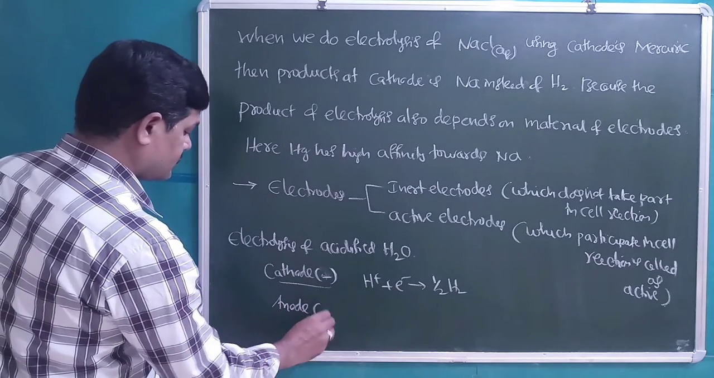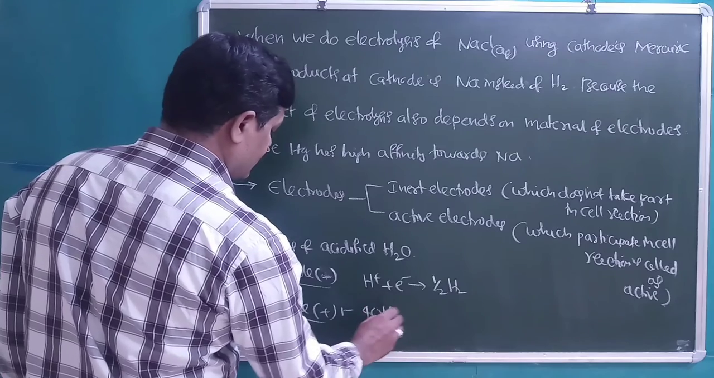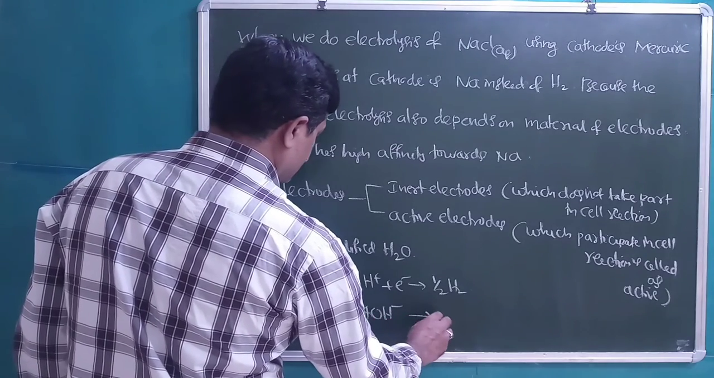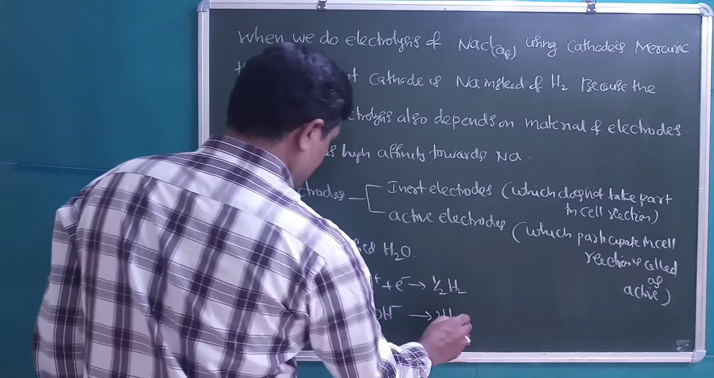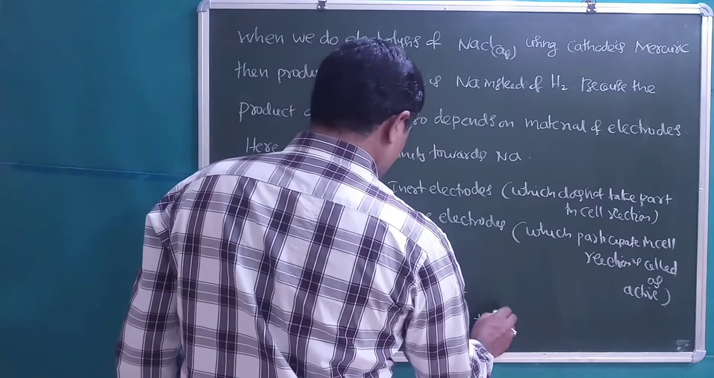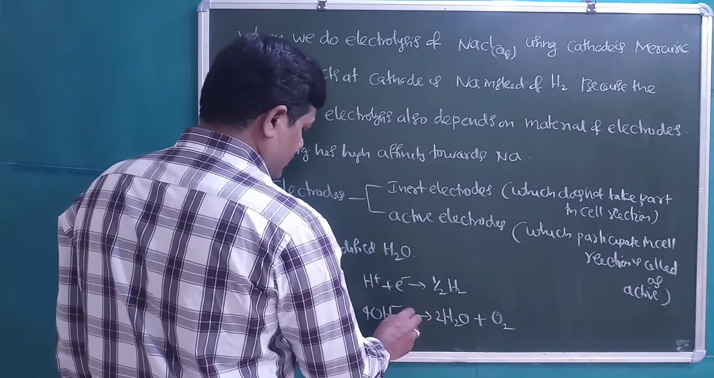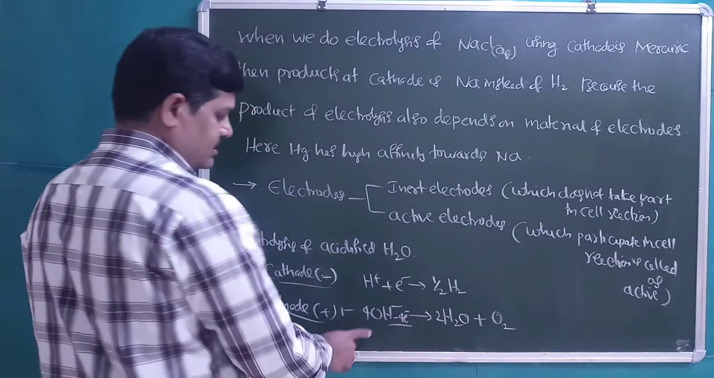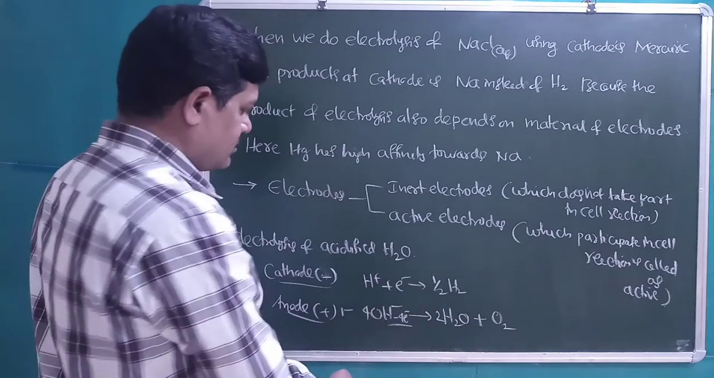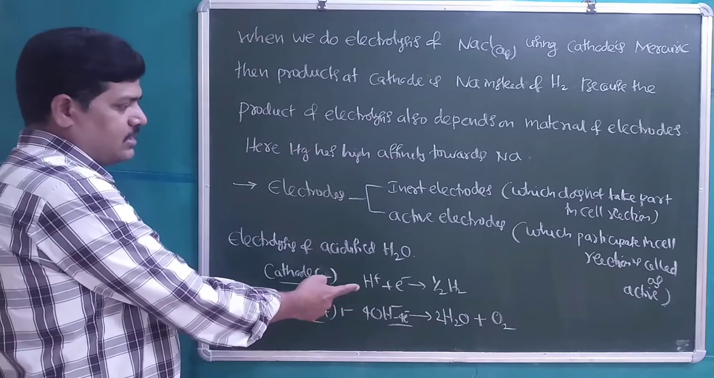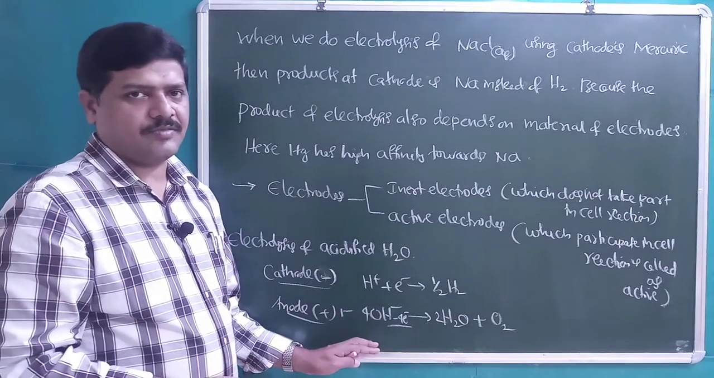At the anode, the positive charge, the anion gets discharged: 4OH minus gives 2H2O plus O2 plus 4 electrons. Loss of electrons is oxidation, gain of electrons is reduction. Students, now let us discuss the electrolysis of dilute sulfuric acid and concentrated sulfuric acid.